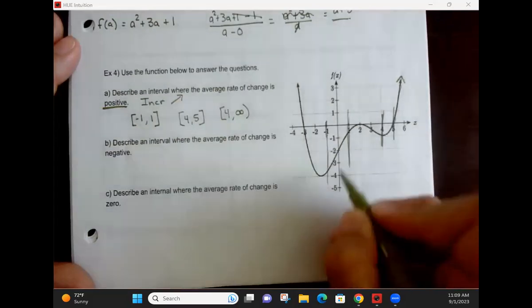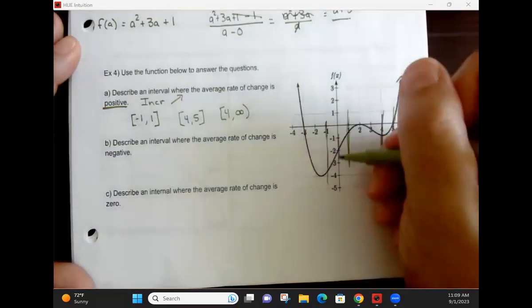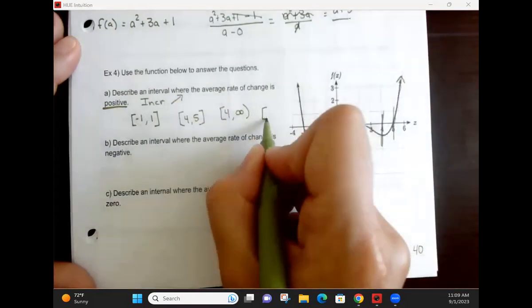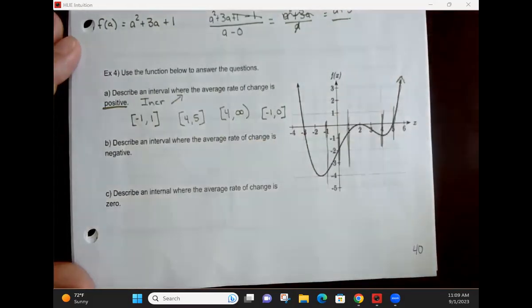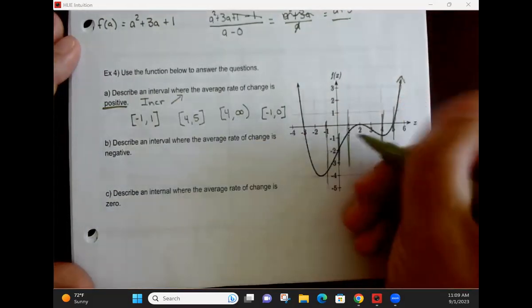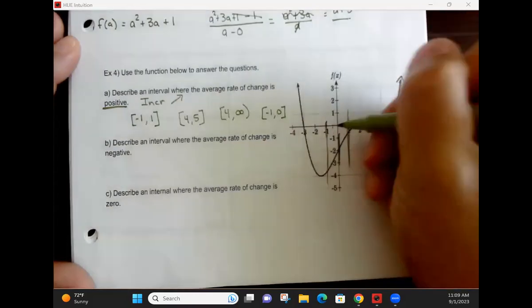I could take the interval that I started with and break it down. I could say from -1 to 0. I would also expect that rate of change to be positive. Or from 0 to 1. Or from -0.5 to +0.5.